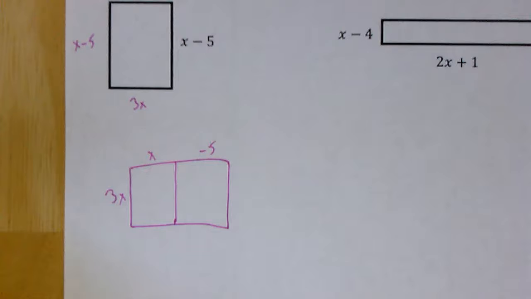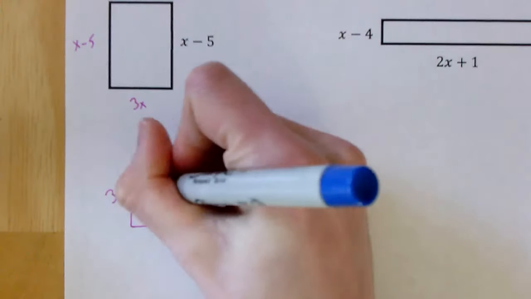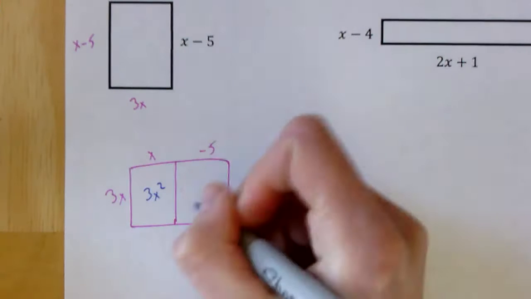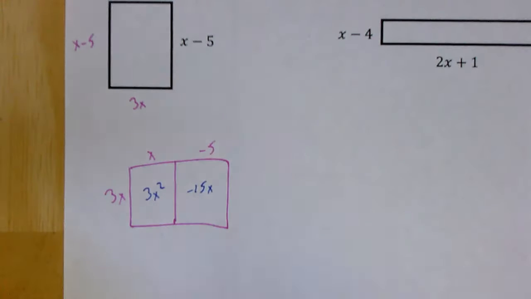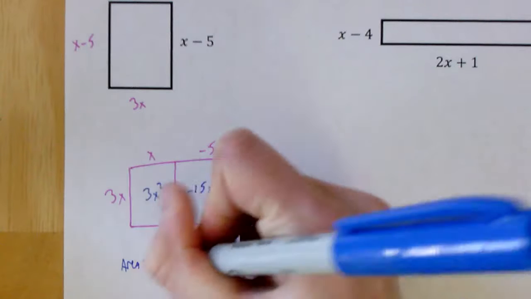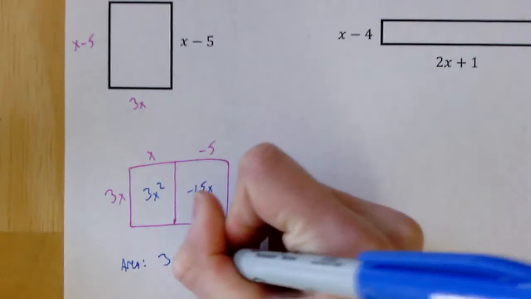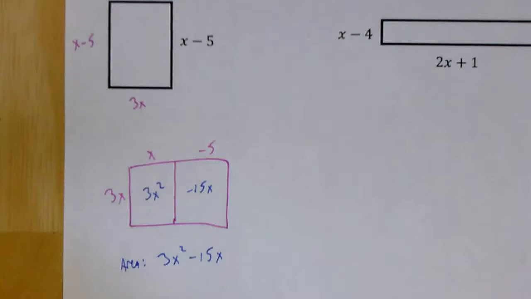So 3x times x is going to be 3x squared. And 3x times negative 5 is going to be negative 15x. So my area is just 3x squared minus 15x. Okay, so that's easy, right? We found our area. And then the next thing I want to find is perimeter.